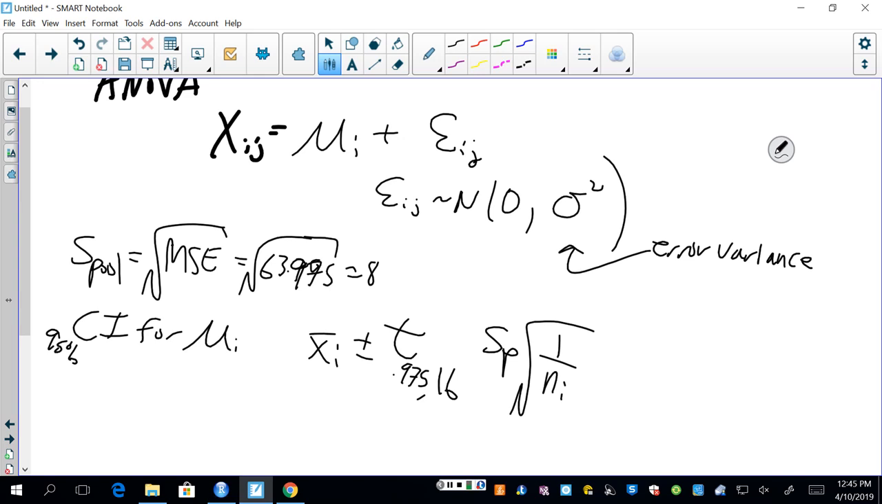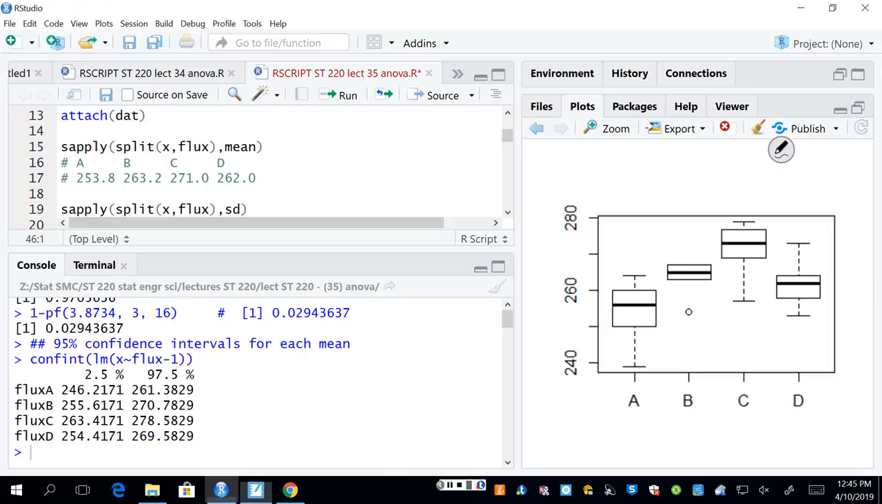These would be narrower than doing individual ones because we get a more stable estimate of the variance, this S_p, and we get to use 16 degrees of freedom instead of, if we said one group, you'd have only 4 degrees of freedom. That's a much bigger p-value.